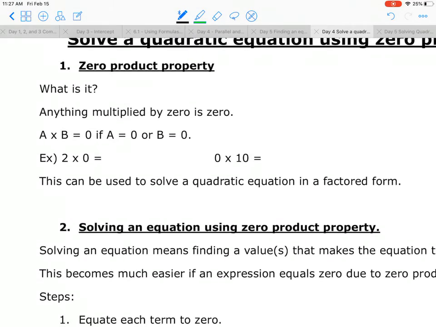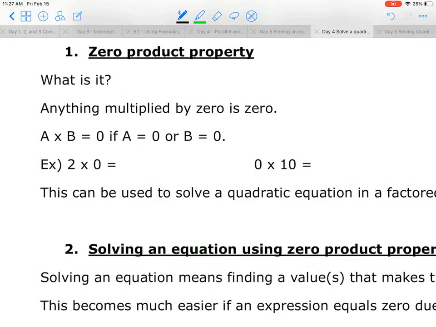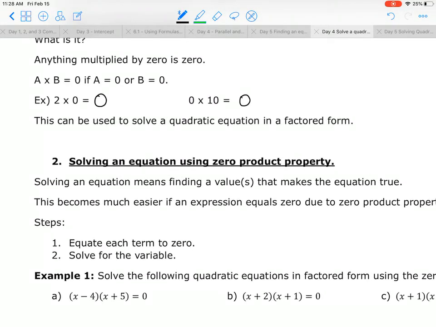So then for the zero product property, what it is basically is if you multiply anything by 0, the result always becomes 0. So for example, if you have a times b equals 0, then either a or b has to be 0, right? For example, 0 times 3 will always be 0, right? So 2 times 0 is 0, 0 times 10 is 0, so it really doesn't matter whether 0 comes first or later. So this can be used to solve a quadratic equation in a factored form as long as the number on the other side of the equal sign is 0, right?